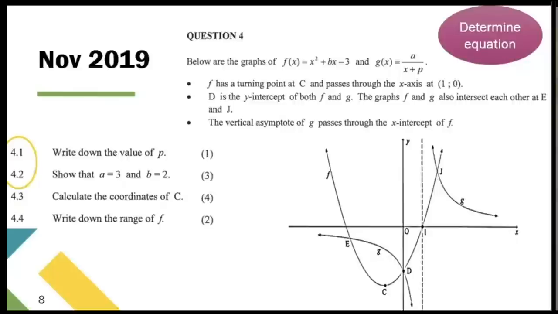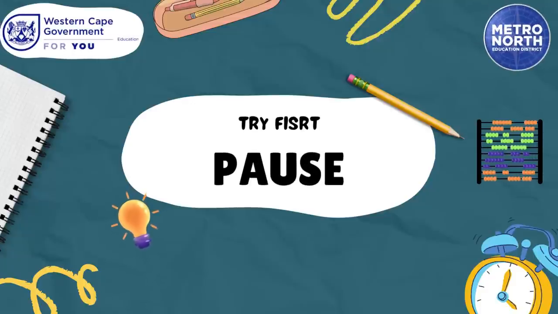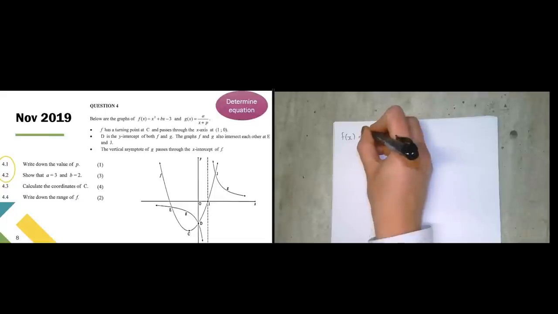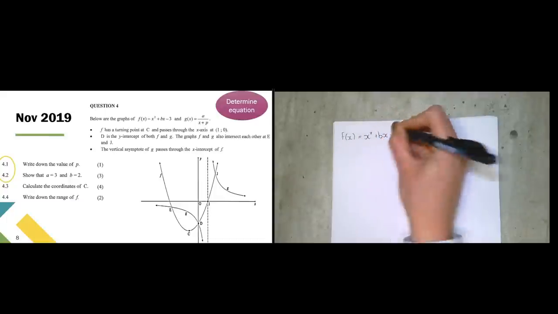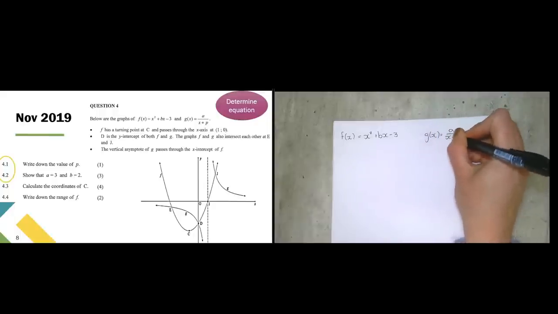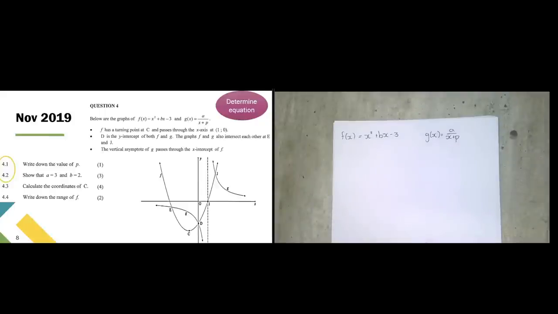November 2019, now they're asking us to determine the equation. So now we're done sketching. They tell us, below are the graphs of f(x) equals x to the power of 2 plus bx minus 3, and also g(x) equals a over x plus p. F has a turning point at C and passes through the x-axis at the coordinate (1, 0). D is the y-intercept of both the F and the G graphs. The F and G also intersect each other at E and J. The vertical asymptote of G passes through the x-intercept of F, and they're indicating it to me on the picture.